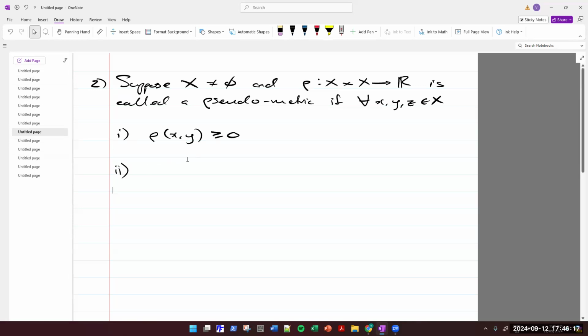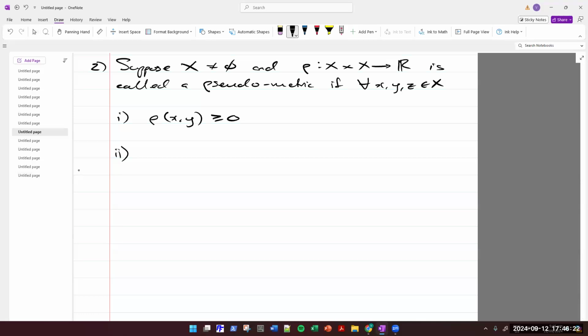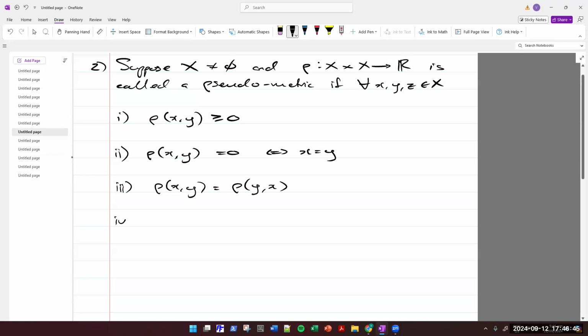actually what might be good, let me write out the 4 properties of a metric. I'm just going to quickly list out the 4 properties for a metric. The next one is rho of x, y equals 0 if and only if x equal to y. The third property is rho of x comma y equals rho of y comma x. And of course, the fourth property is triangle inequality, rho of x comma y less than or equal to rho of x comma z plus rho of z comma y. So this is for a metric.